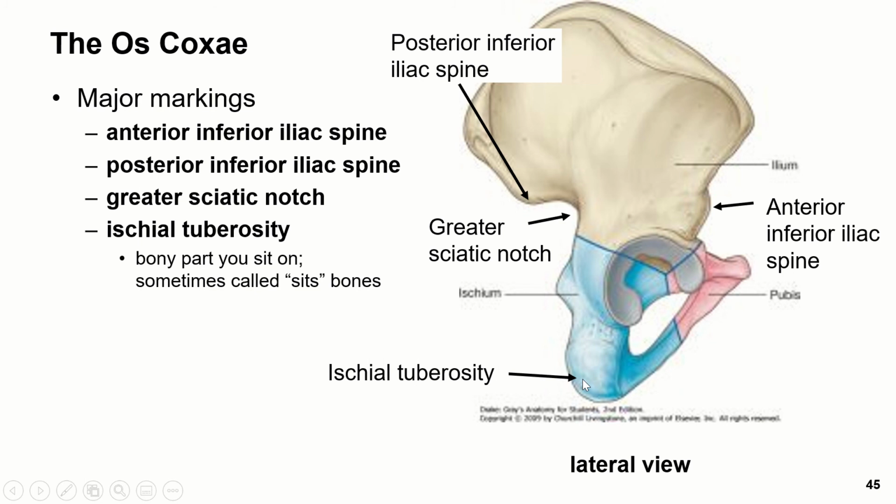So if you sit up real tall, and sometimes people say sit up real tall on your sits bones, they're referring to your ischial tuberosities. If you're sitting on a really hard surface and it feels like your bones are digging into the chair, it's your ischial tuberosity.